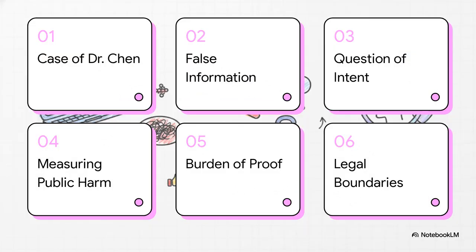Here's our roadmap for the explainer. First, the case of Dr. Chen. Second, defining false information. Third, the question of intent. Fourth, measuring public harm. Fifth, the burden of proof. And finally, legal boundaries and takeaways.